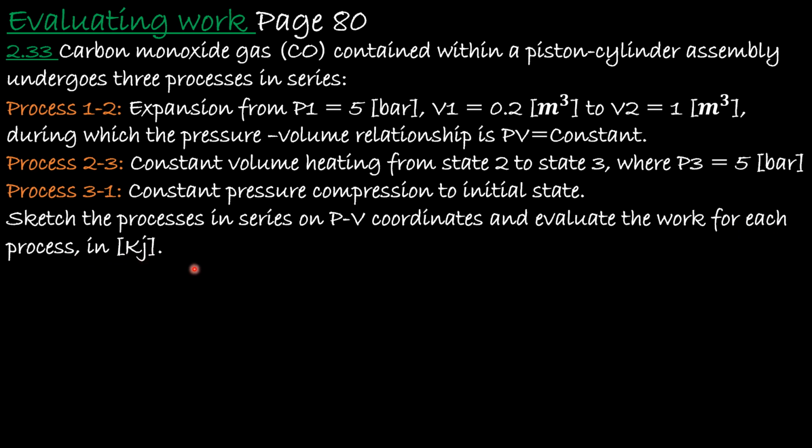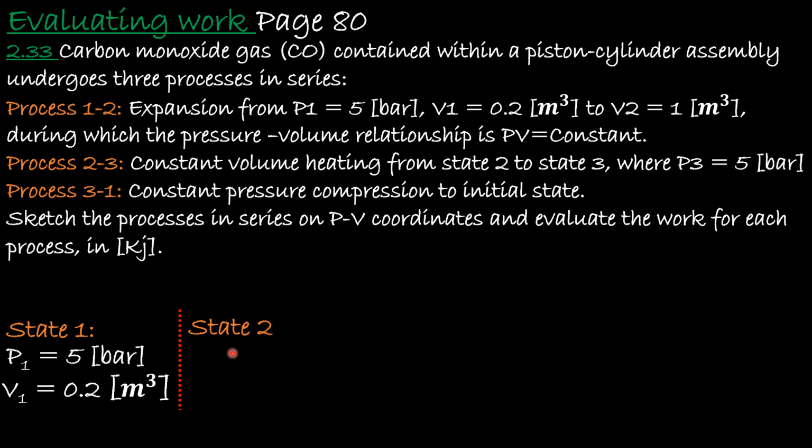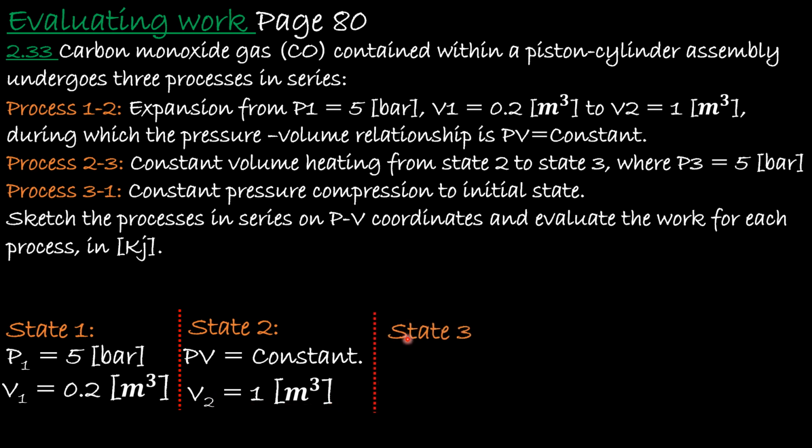Just like what we did in the previous problem, let's write down what we have. So at state 1, the pressure is 5 bar and the volume is 0.2 meter cube. At state 2, the pressure will be determined by this polytropic expression, PV to the power 1. And since it is to the power 1, it is an isothermal process. And the volume is 1 meter cube. Now at state 3, the pressure is 5 bar and the volume is 1 meter cube.